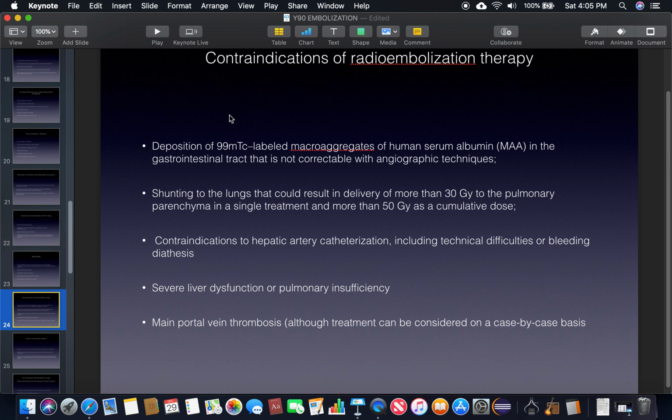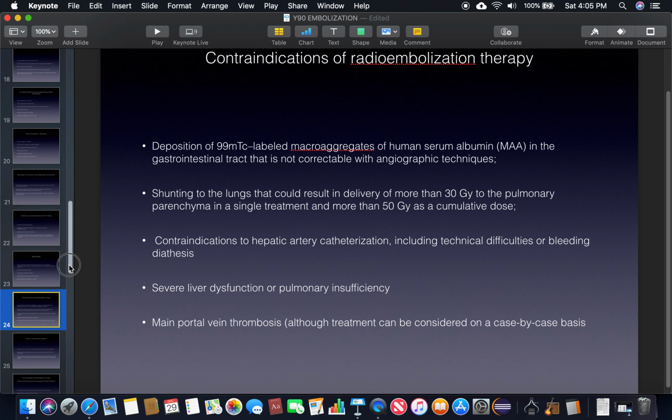What are the contraindications? I am repeating this, that we do MAA scanning to make sure that the particles go to the liver and not elsewhere. So if there is a large shunting to the lungs, obviously it will cause problems, and we don't want that to happen. Main portal vein thrombosis is a relative contraindication. Severe liver dysfunction or pulmonary insufficiency are contraindications. And of course, if you have a bleeding tendency or technical difficulty of catheterizing the hepatic artery.